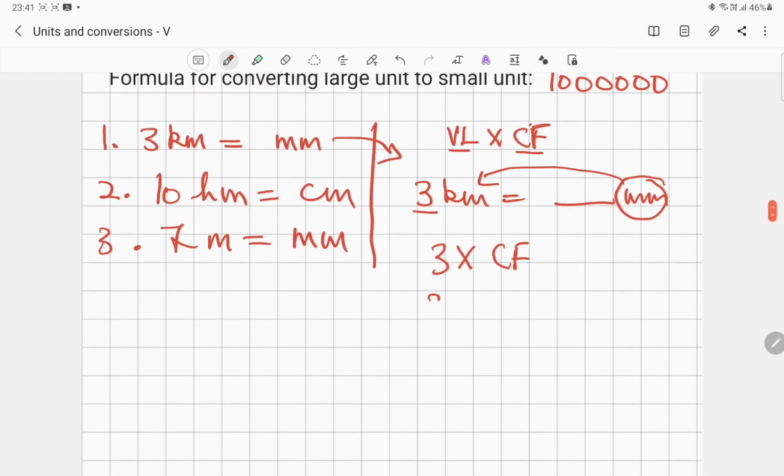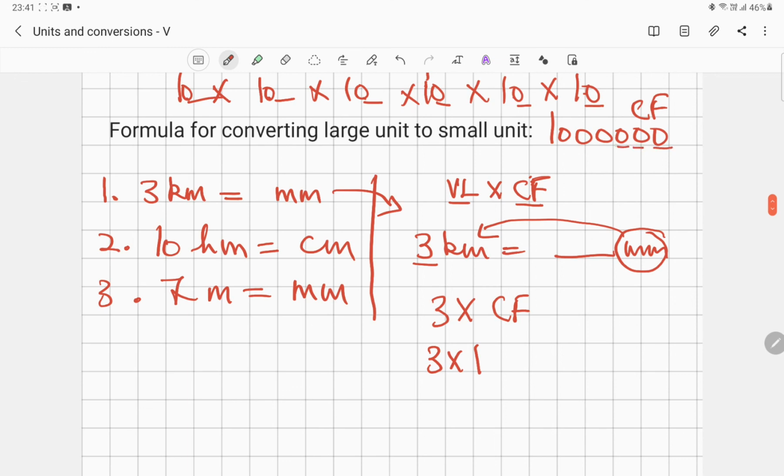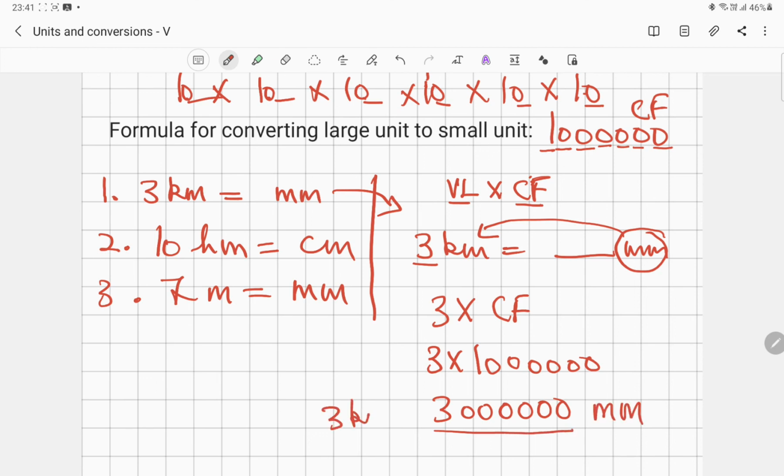And so let's just write it down. 3 times 1 and the conversion factor, a million. So this is 1 with 6 zeros. And the value is 3, with 6 zeros. So this is 3 million millimeters. 3 kilometers is 3 million millimeters. I hope you've got this first example. I will solve 2 more examples with you in the next 2 videos.